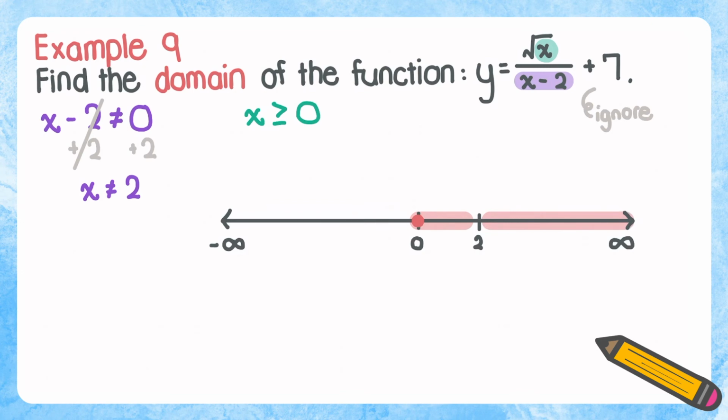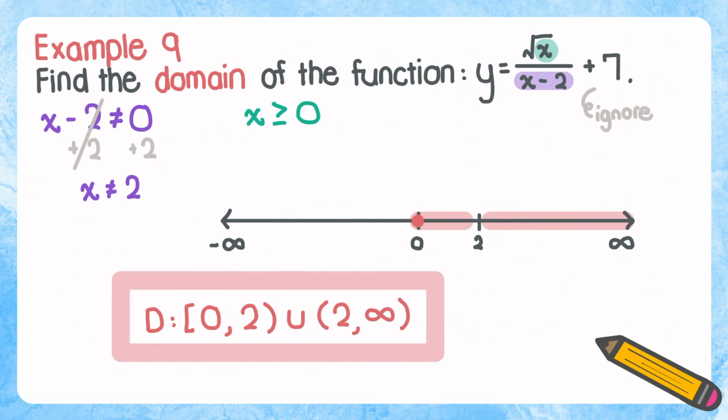So our domain, or our possible x values, starts right at 0. So I'm going to use the closed interval like this. And we go right before 2, hop over 2, start right after 2, go all the way to infinity. And so we have our domain here. Notice in this example, we had to consider both the fractional restriction and the square root restriction.